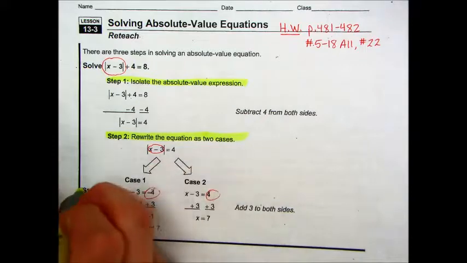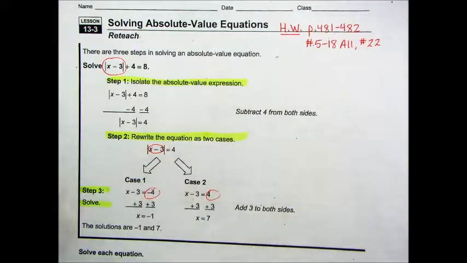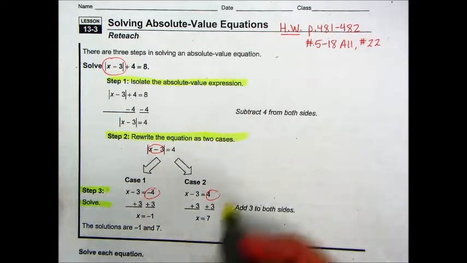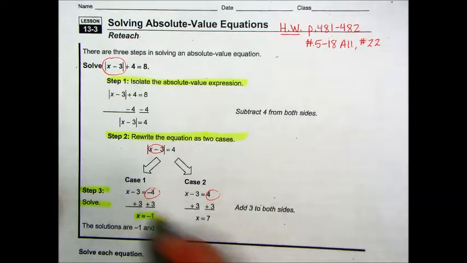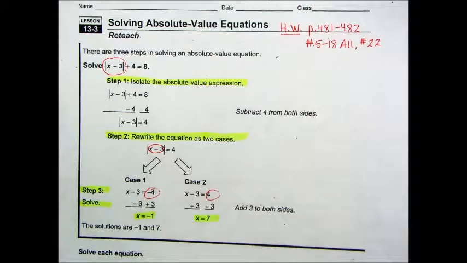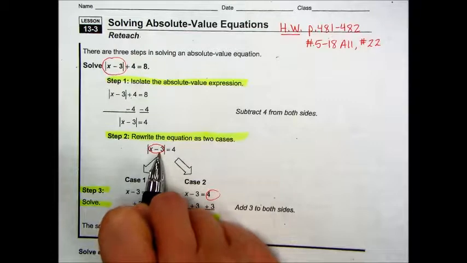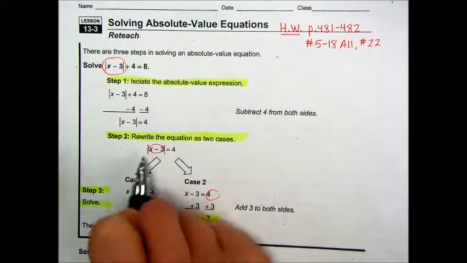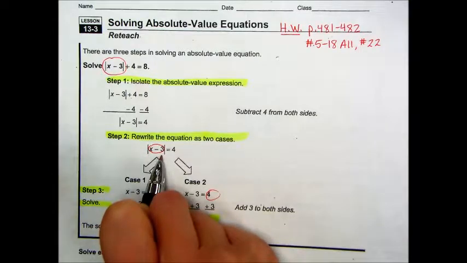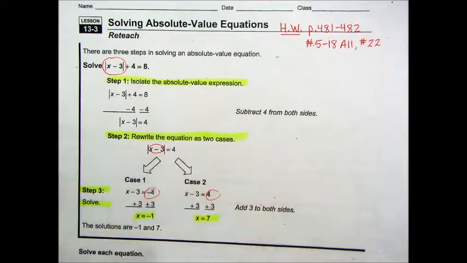So step 3 is just solve, and you will get two answers. That x could equal negative 1 or x could equal 7. There's two possibilities. If you go back to it, I think that'll make sense to you: if you did negative 1 minus 3, that would be negative 4. Absolute value is 4. If you put a 7 in there, 7 minus 3 is 4. Absolute value of 4 is 4. Either one of these makes that true.